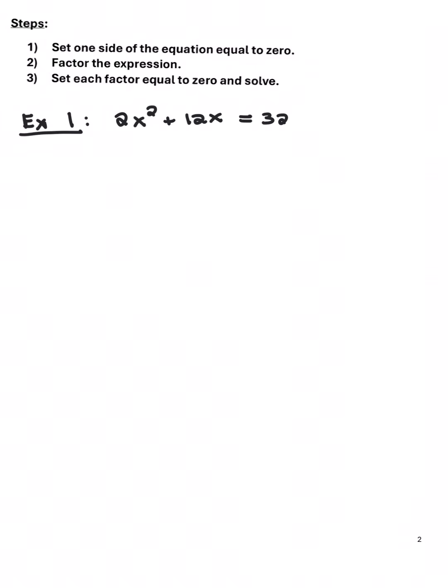So what I'm going to do is bring down my 2x squared. I'm going to bring down my plus 12x. And if I were to subtract this 32 over, it would become a minus 32. And then I'm going to bring down equals 0.